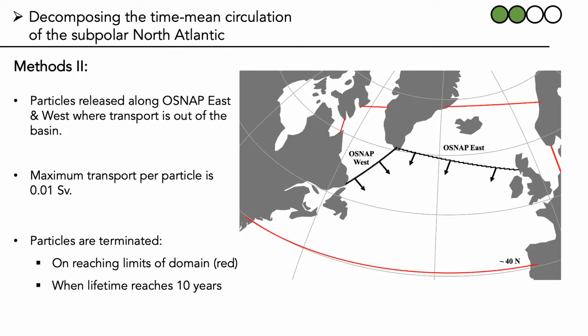The maximum transport that any particle is allowed to have is 0.01 sverdrups. So we're trying to fill as many particles as we can to improve the quality of the statistics that we can derive from this. And the red lines that you see are the limits of the domain. Whenever a particle released from either OSNAP East or West circulates in the domain and comes into contact with one of those limits, it's then terminated and withdrawn from the simulation. The maximum lifetime that any particle is allowed to reach is 10 years in the simulation. So we're only looking at around a decade's worth of trajectories.